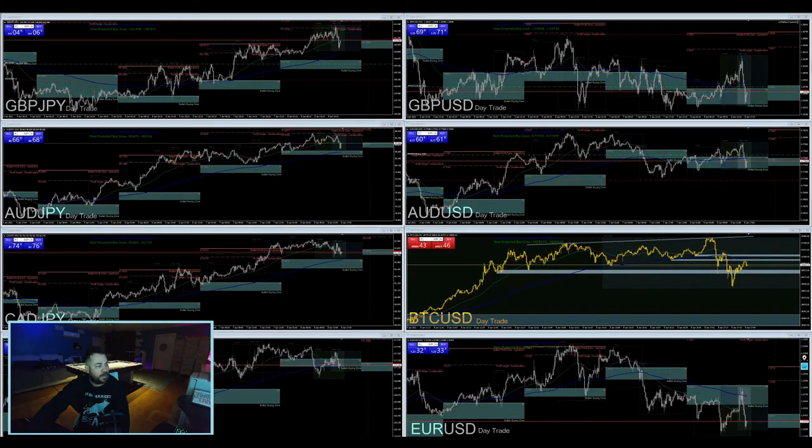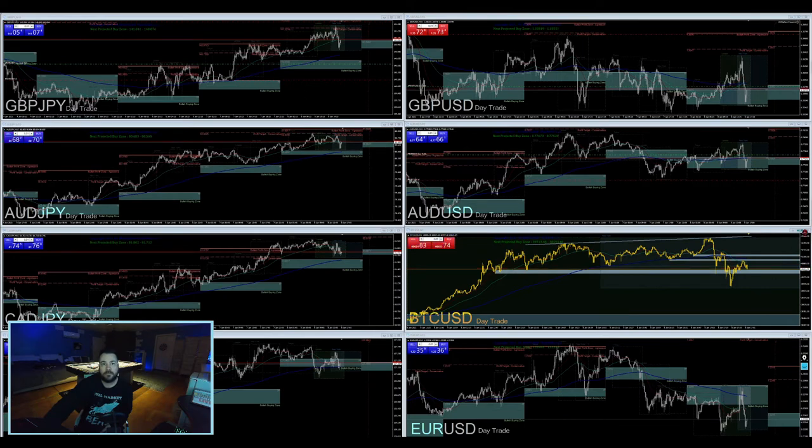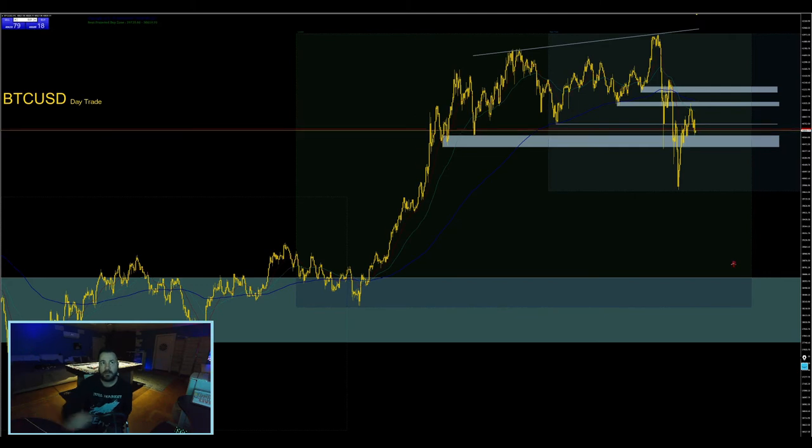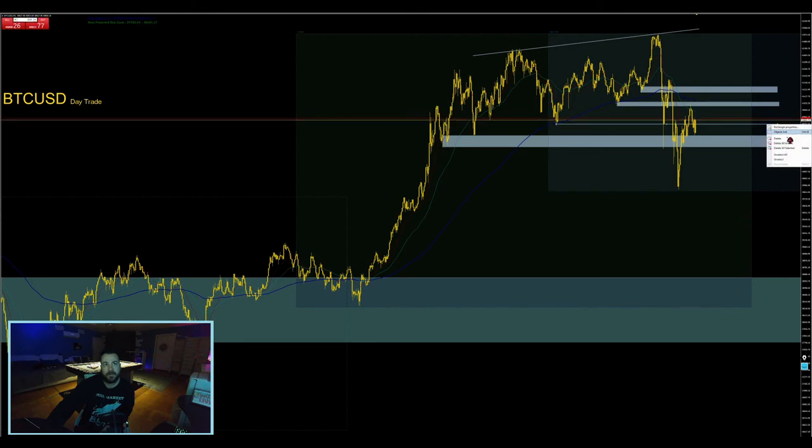Getting a little bit of a rebound right now, right before the hour change. It's 8:52 a.m. Getting a rebound on the pound U.S. dollar, and a little bit of a rebound on the Aussie U.S. dollar. It's just the blue box game right now. Okay, I'm going to remove this box. It's kind of not as important.